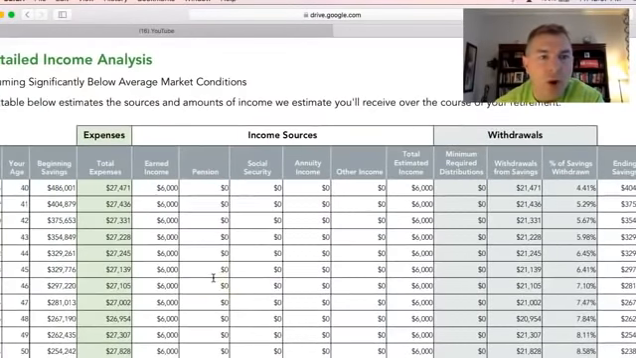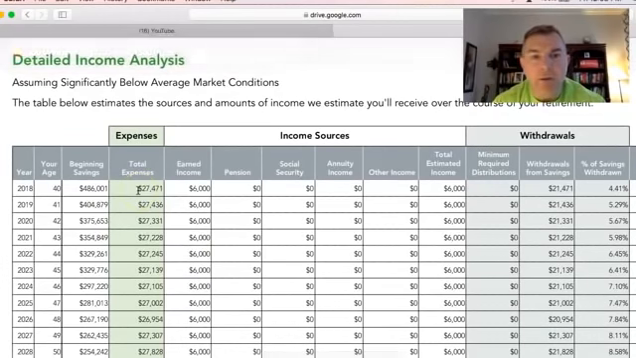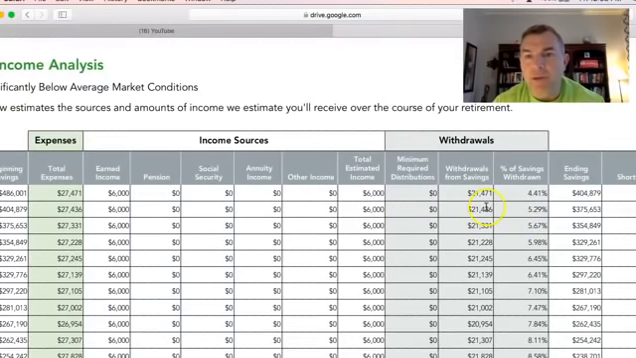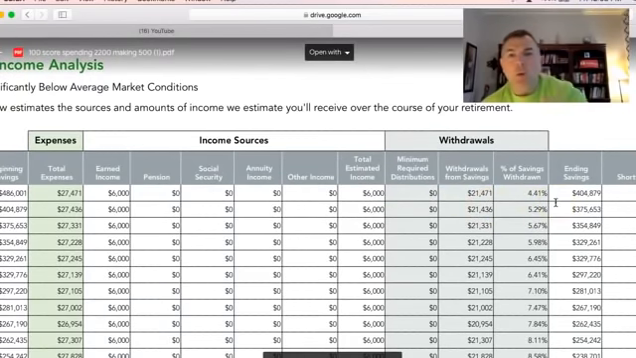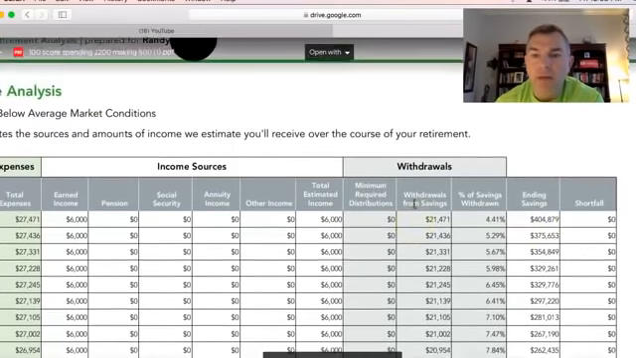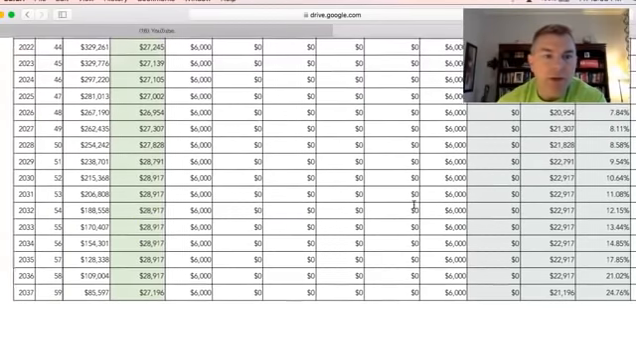So he's going to be withdrawing. He needs $27,000, he and his wife, of which $6,000 is coming from his part-time job, and he's going to withdraw the rest from his savings account. He's taking 4.41% a year of the distribution from his savings account, and his ending savings is $404,000. All right, so let's go down here where I'm sure it's going to show he runs out of money.